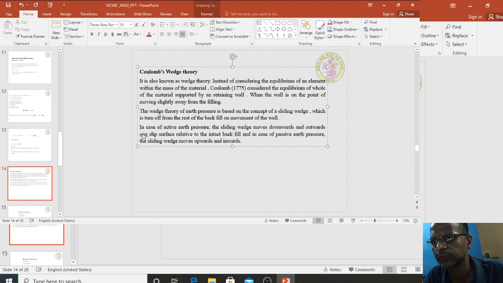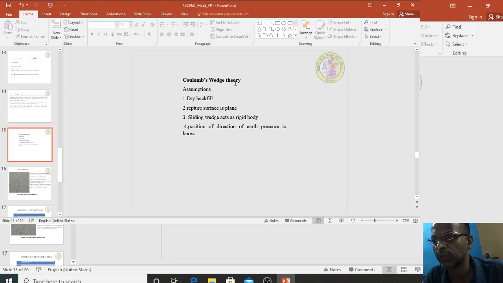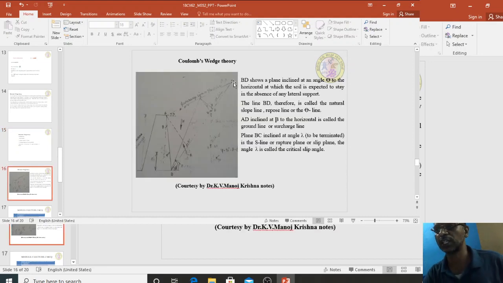There is one slip surface relative to the intact backfill, and in case of passive earth pressure, the sliding wedge moves upward and inward. So these are Coulomb's wedge theory assumptions; he made some assumptions before going for the theory. The assumptions are: dry backfill, rupture surface is a plane, sliding wedge acts as a rigid body, and the position and direction of earth pressure is known.